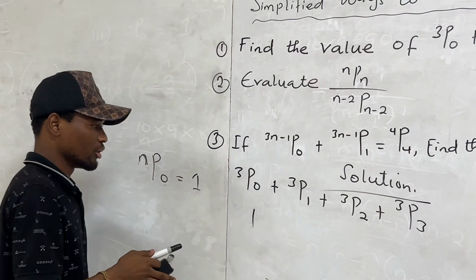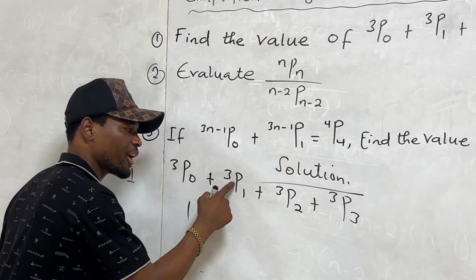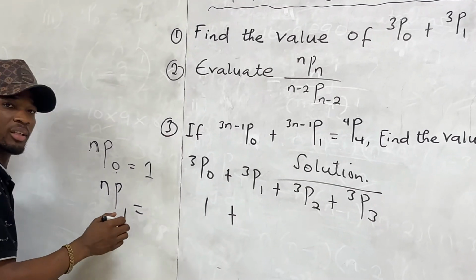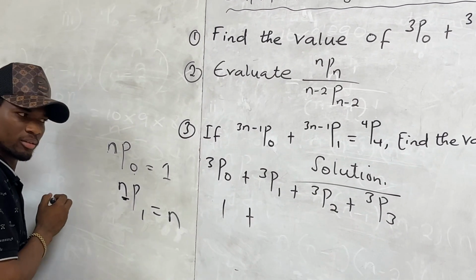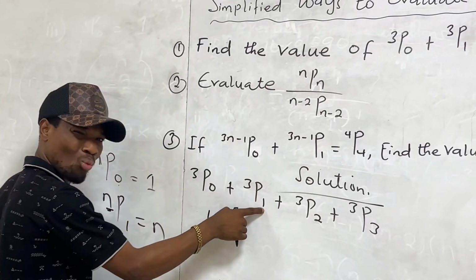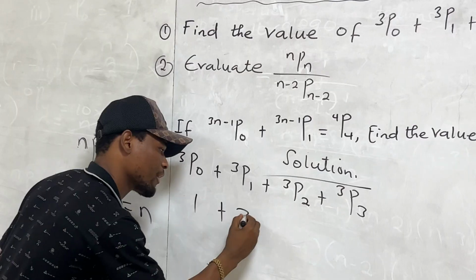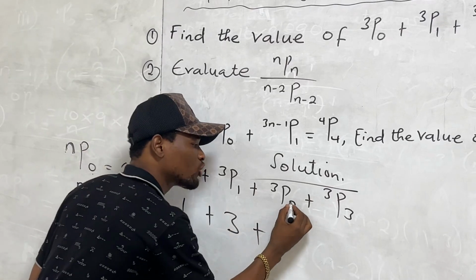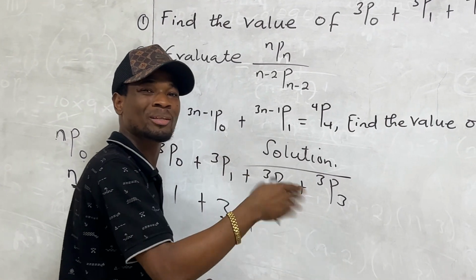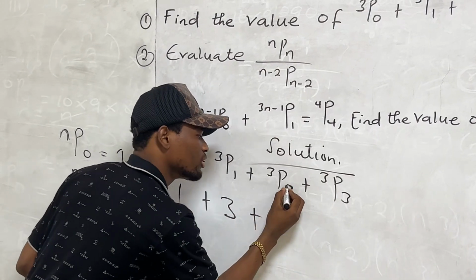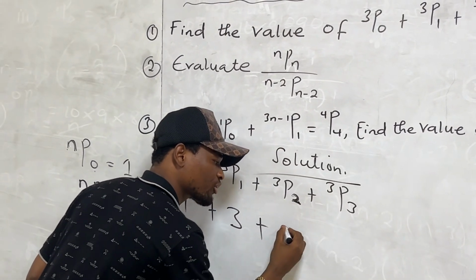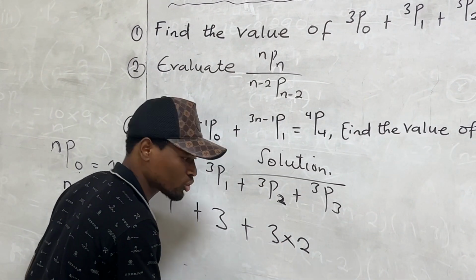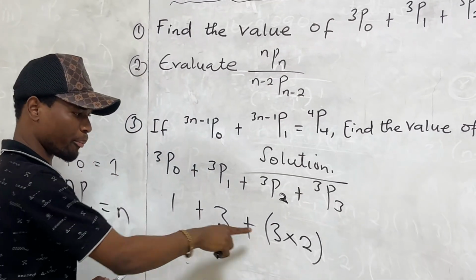Then I have this plus 3 permutation 1. So we said n permutation 1 gives n. Look at it that way. So 3 permutation 1 gives this n, which is 3. Then plus 3 permutation 2. We said the 2 here tells us the number of times you multiply the items. So I'll start with 3, then I'll multiply it by 2. So that's it. This is a very simple trick.